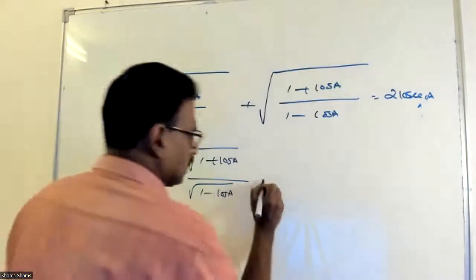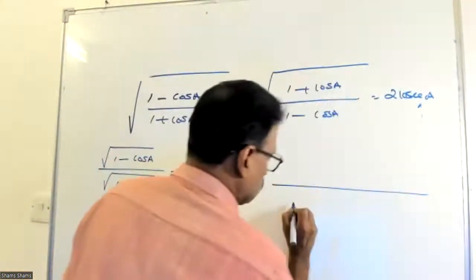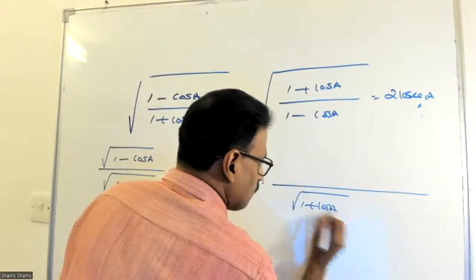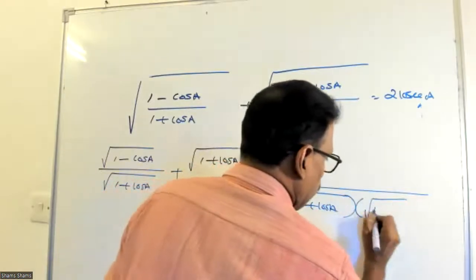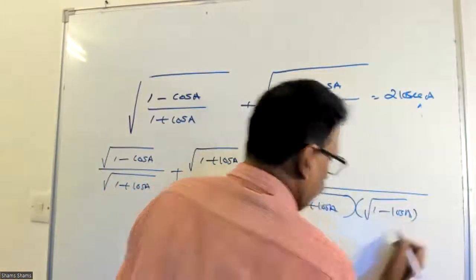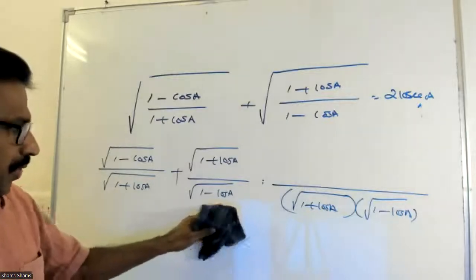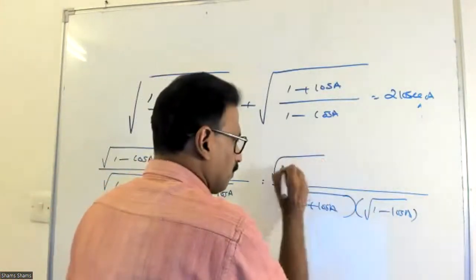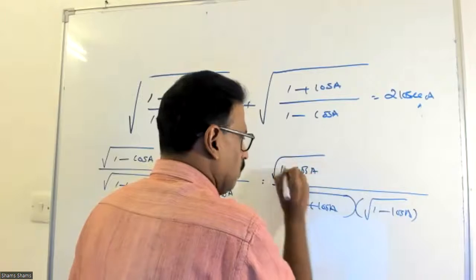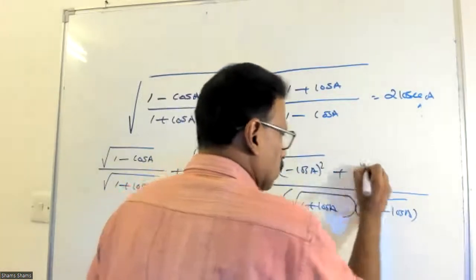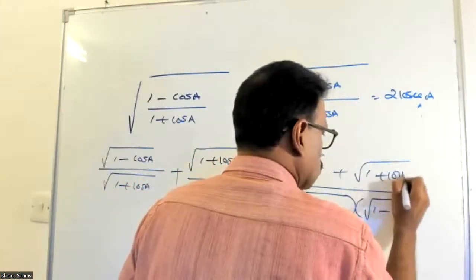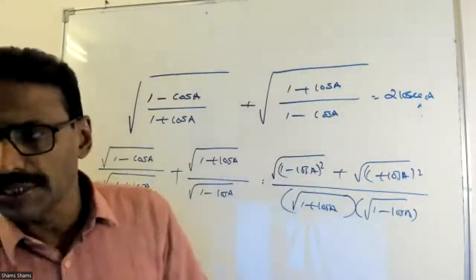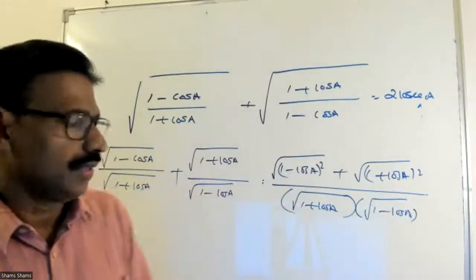Then LCM is root of 1 plus cos A into root of 1 minus cos A. Then this one goes to here. So root of 1 minus cos A whole square plus root of 1 plus cos A whole square. I'm writing all the steps here. You can reduce the steps according to your idea.